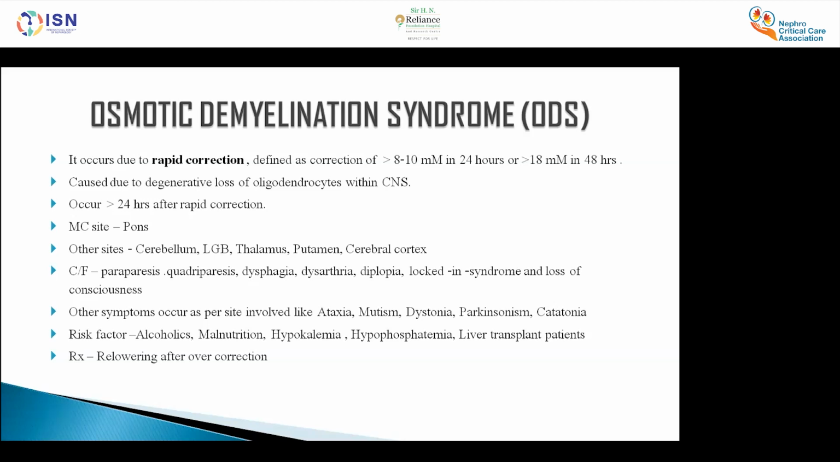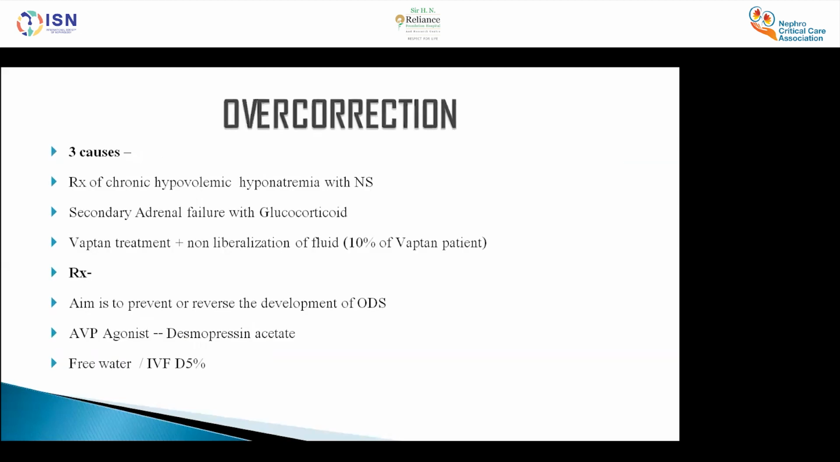So treatment to prevent osmotic demyelination syndrome is re-lowering the sodium after overcorrection with the use of dextrose 5%, or an AVP agonist, that is desmopressin.